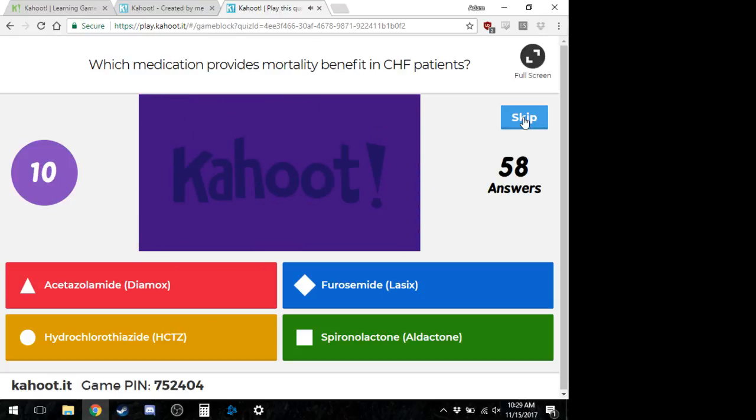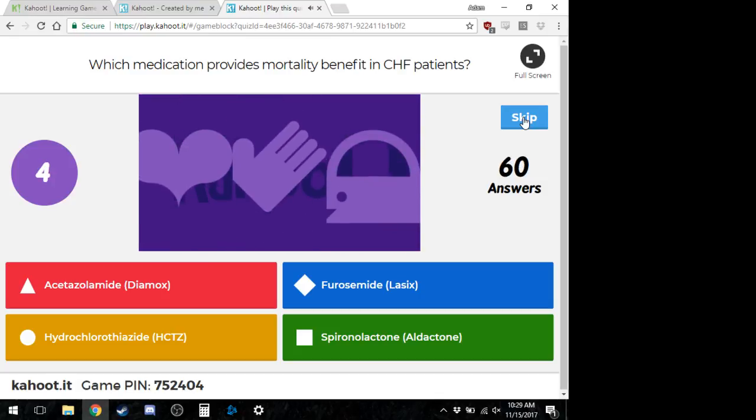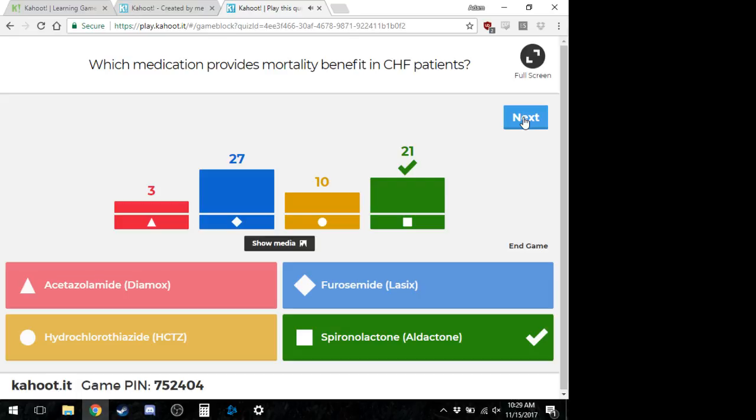First-line treatment for congestive heart failure. Interesting. Okay, so mortality benefit. So spironolactone is the correct answer, right? So we said that in what type of CHF patients, though, specifically? Yeah, stage 3 and 4 heart failure patients. Those are the ones that have been shown in studies to have mortality benefit, right?